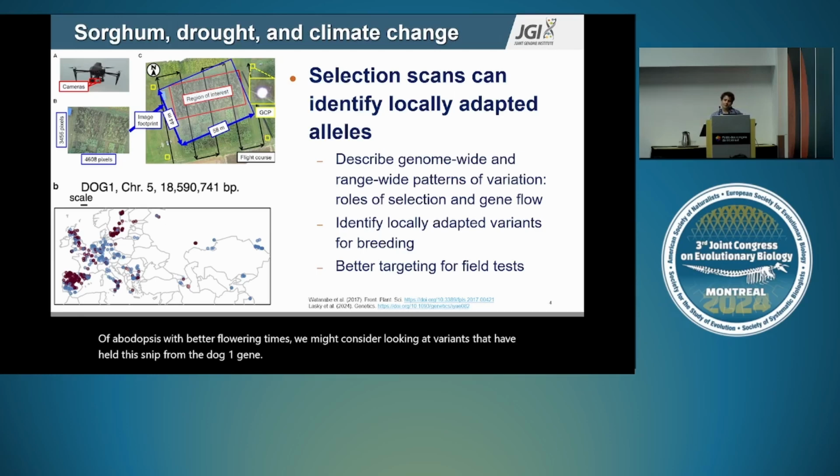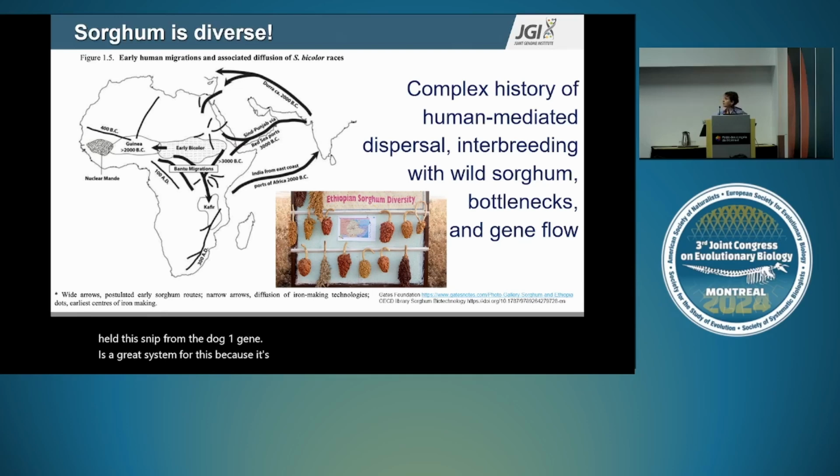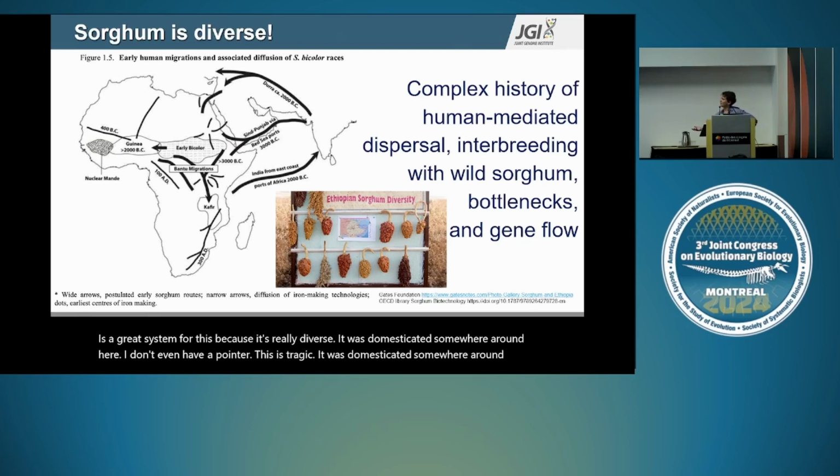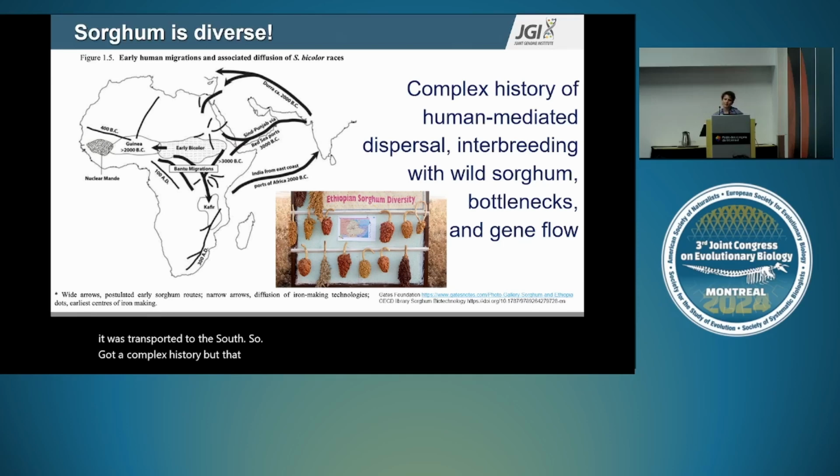Sorghum is a great system for this because it's really diverse. It was domesticated somewhere around Ethiopia 4,000 or 5,000 years ago, and you can see from the picture in the center that there's still a lot of diversity in its original range. It also spread with human migrations, came back into secondary contact with itself, and went through bottlenecks as it was transported to the south. So it has a complex history, but that holds a lot of diversity within it. Sorghum is a great species for this.